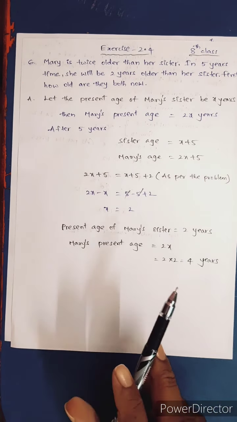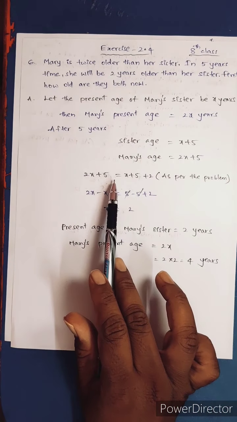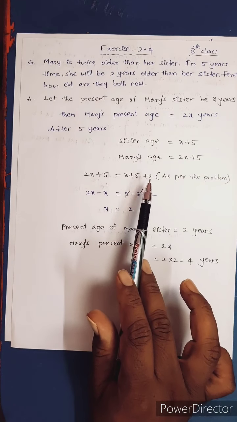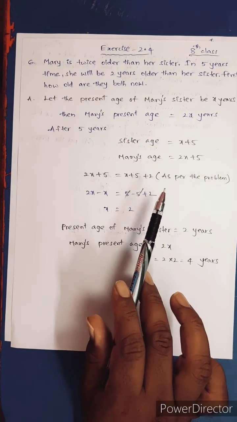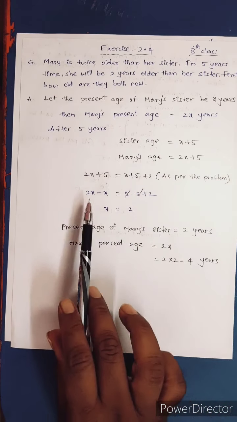Let the present age of Mary's sister be x years. Then Mary's age is 2x years. After 5 years, the sister's age is x plus 5 and Mary's age is 2x plus 5. These two ages differ by 2, so 2x plus 5 is equal to x plus 5 plus 2, because of the 2 years difference.